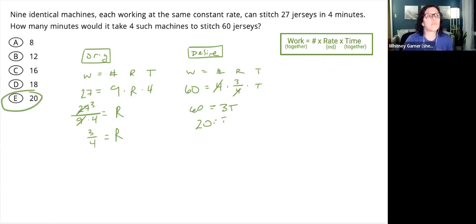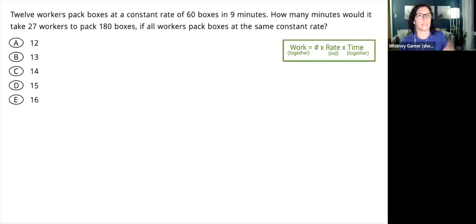So this type of problem often messes with people a lot. I watch a lot of people not know how to set it up. So we're going to give it another go. Then we'll look at a little bit of how to add some of this information about working together to our distance, rate, time from last time. And then we'll call it a night. So here you go. Give this one a shot.